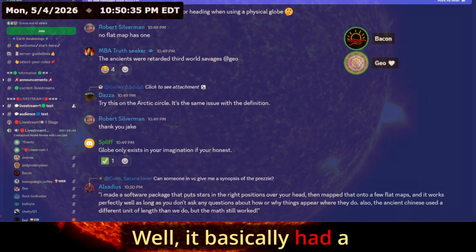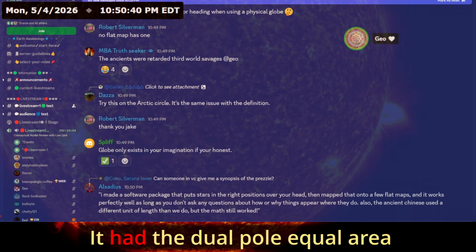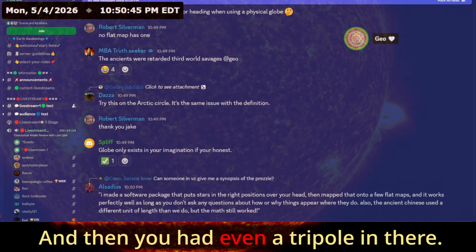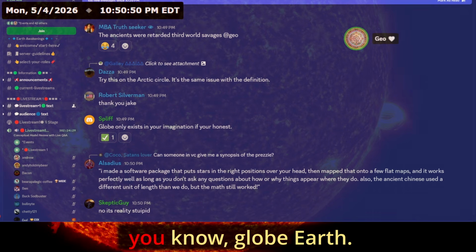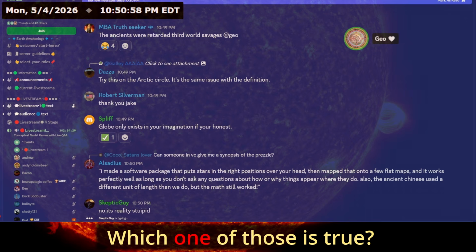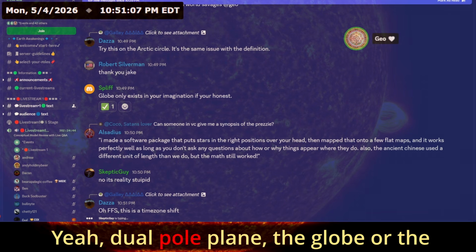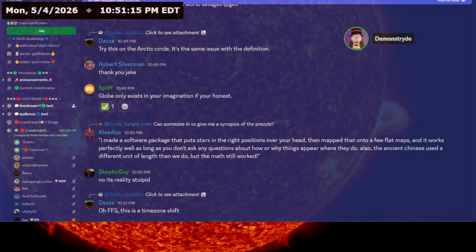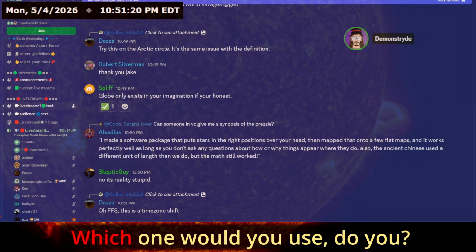Well, it basically had a single pole AE Gleason's. It had a globe. It had the dual pole equal area projection, and then you had even a tripole in there. I guess it didn't have concave, but that's kind of like an inverted globe Earth. Must be disappointing. Which one of those is true? Is it this? Whichever can match reality. The dual pole plane, the globe, or the single pole AE Gleason's, or something else. Which one can you accurately map out your fuel usage in a plane? Which one would you use, Gio?